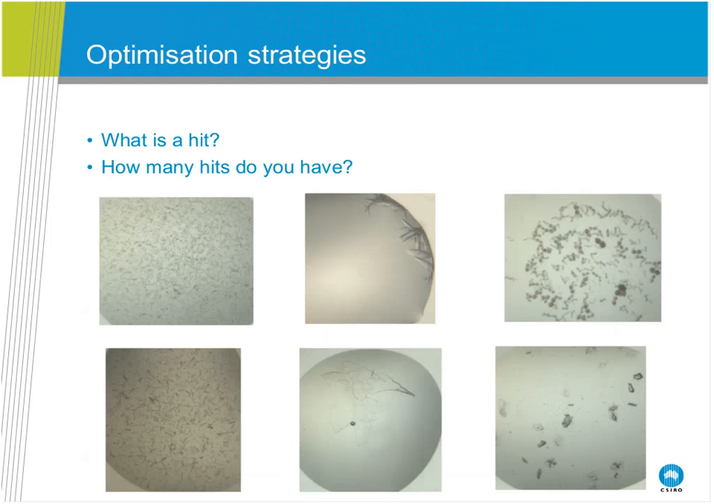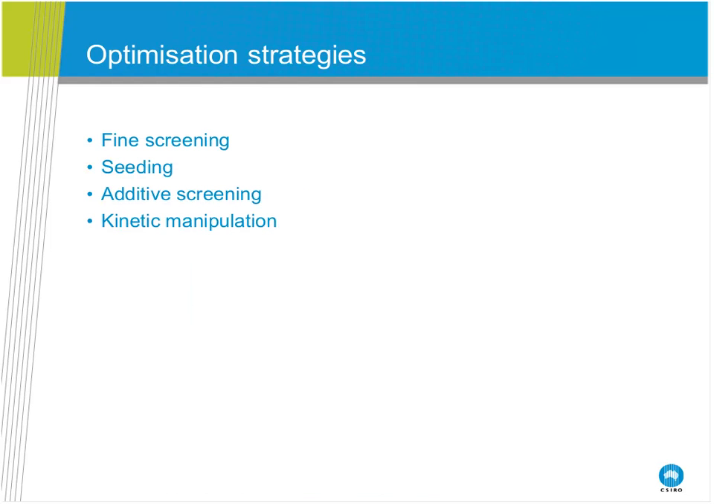So the thing that you need to think about in your optimization strategies is, what is a hit? How many hits do you have? And hits come in all shapes and forms. Clearly, if you get a nice big crystal, that's a hit. But a sandy type microcrystalline precipitate is certainly a hit. And all of these images here are showing very good starting points for optimization. And in fact, some of these on a microfocus beam might actually be the holy grail of getting something suitable for shooting straight out of a screen.